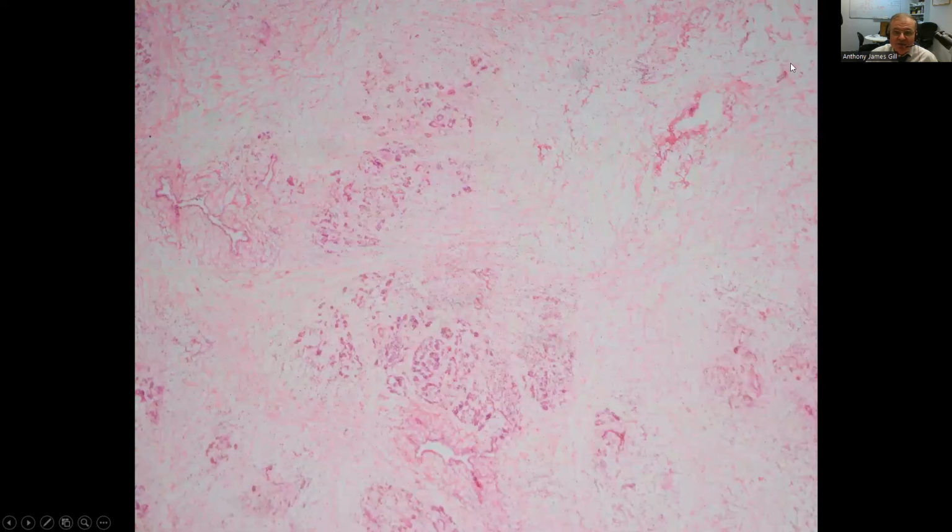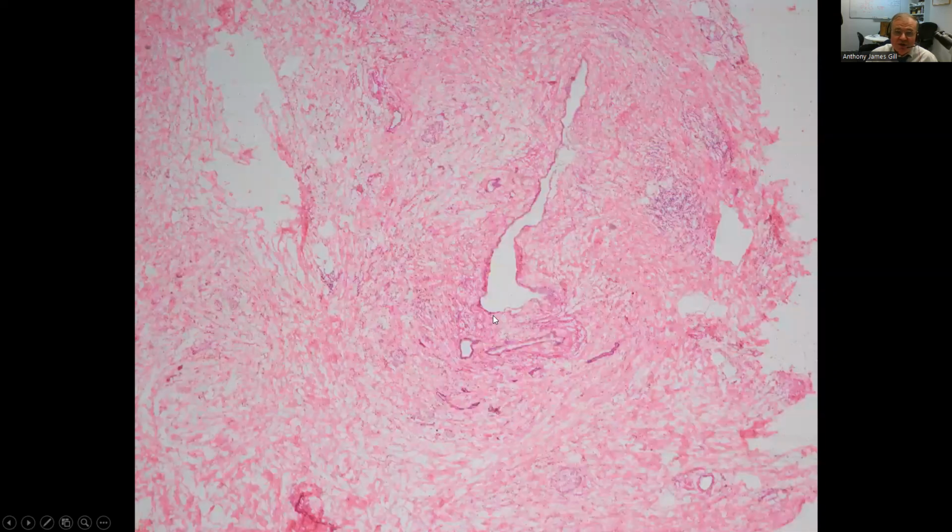Here we have a lot of fibrosis. Again, we have some residual acinar tissue there. We have ducts, so we know we're in pancreas, not scar tissue. This is about maybe 5 or 10% acinar, 90% fibrosis and no fat.